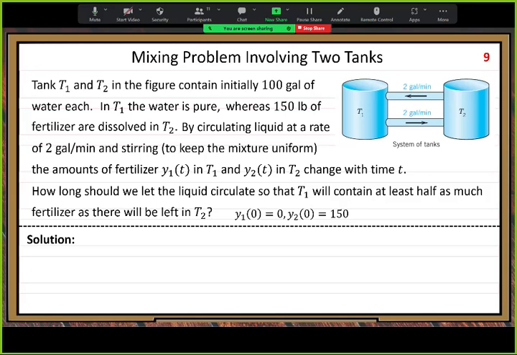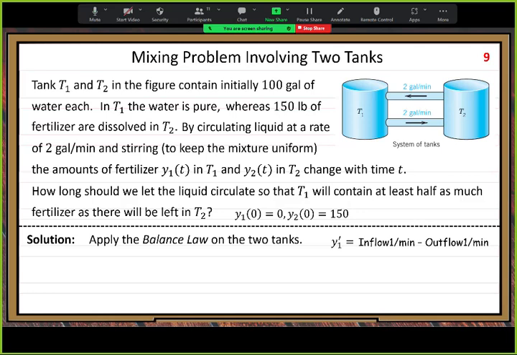The balance law. So we apply the balance law on the two tanks. Each tank we can isolate it and apply the balance law to set up one equation. So two tanks, we apply it twice, we get two equations in a linear system. All right. So let's write the balance law.